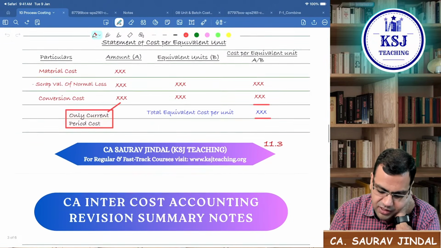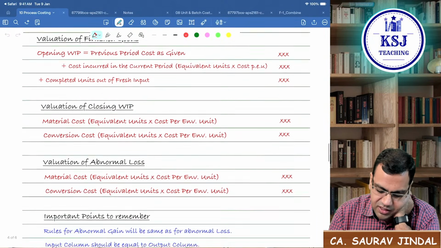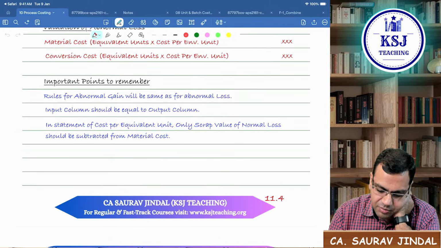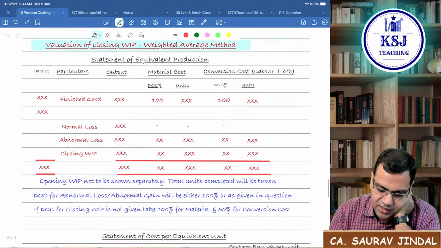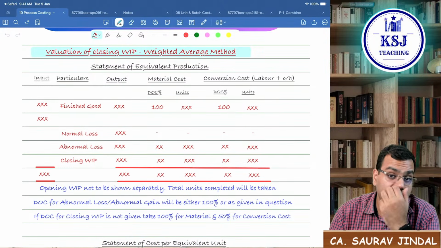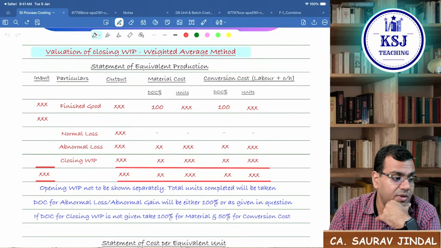Statement cost per equivalent unit, only current period cost, then valuation of finished goods: opening WIP plus current period equivalent units into this. So important points to remember: abnormal gain will be same as abnormal loss, input column should be everything I have given here. That's why I'm saying this book I have prepared very carefully so that even in the last moment you are able to remember the things.